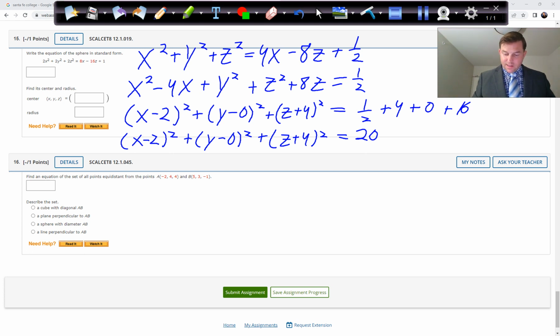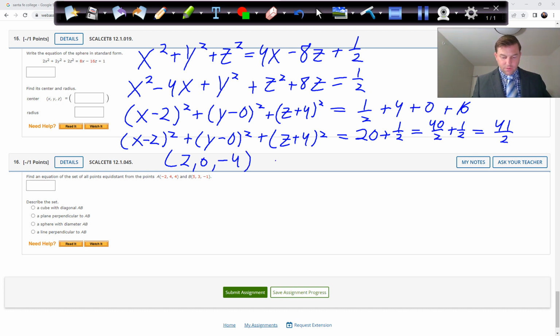They're going to want this, I know what they're going to want. They're going to want this as one number. So it's 20 plus 1/2, which is really 40 over 2 plus 1/2, which is 41/2. I bet that's how they're going to want it. Okay, so the center is at 2, 0, and -4, and the radius is the square root of 41/2. And I hope they don't want you to rationalize that, but let's see what they want. Let me type it in and try it.